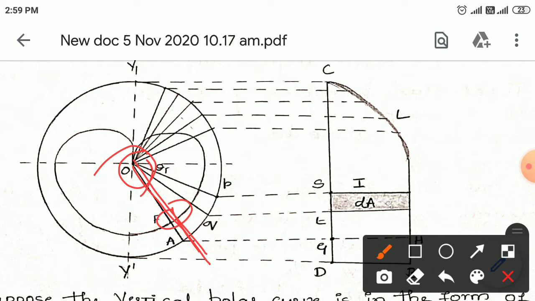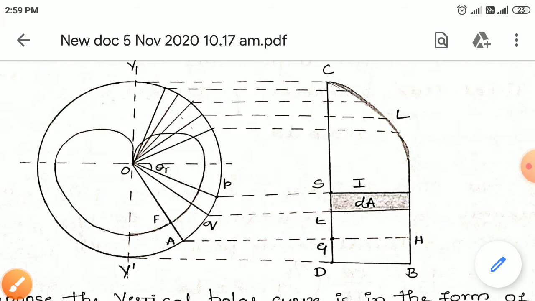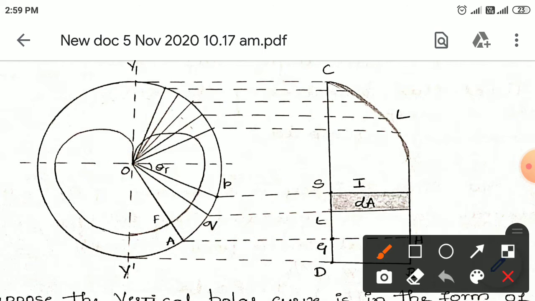Extend the line towards CD. Okay, so you extend this line towards the CD line. Project that point A on CD. That means here you draw one line and then project it on CD. Let the projection be G. So at this G, erect an ordinate GH.